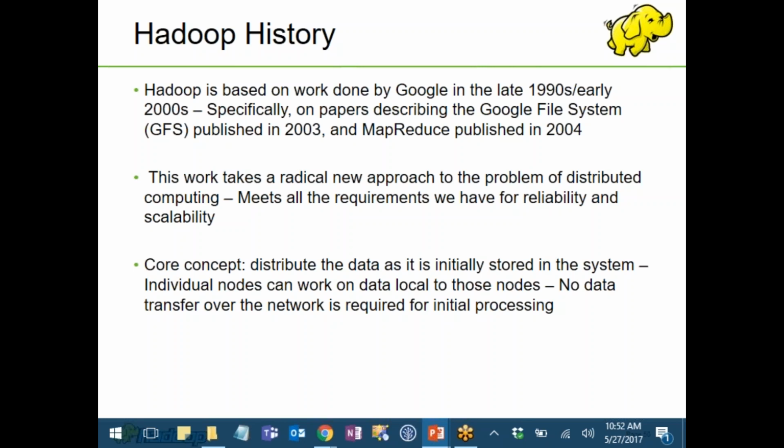Why did they found Hadoop? Hadoop is one of the software, right? What is the purpose they had to found this? See, Google is one of the companies that found this.